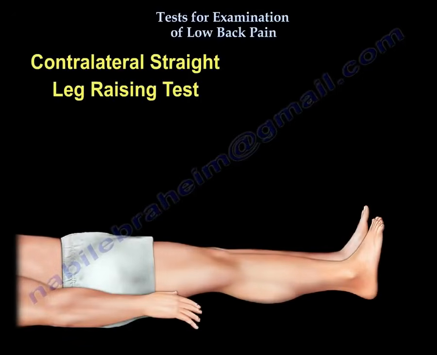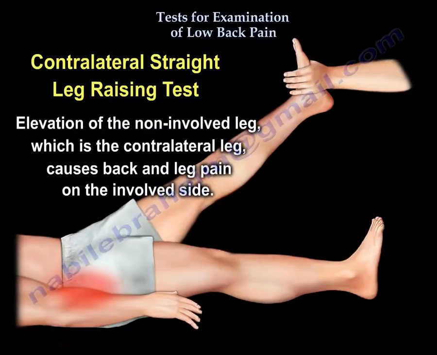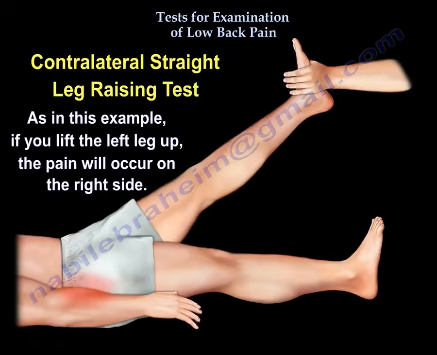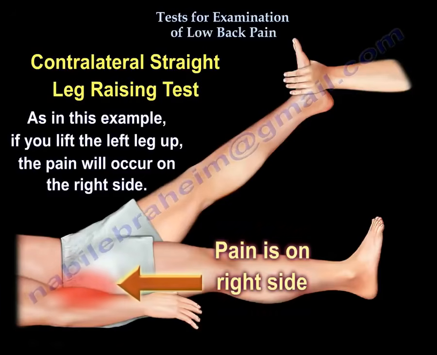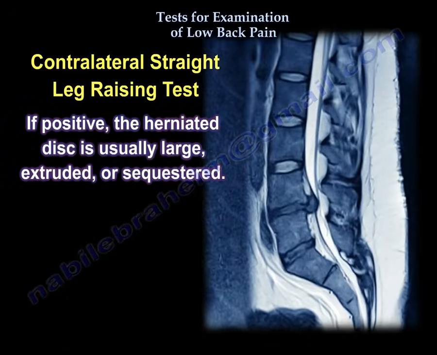Contralateral straight leg raising test. Elevation of the non-involved leg, which is the contralateral leg, causes back and leg pain on the involved side. And as you can see here in the picture, if you raise the left leg up, the pain will occur on the right side. If this test is positive, then the herniated disc is usually large, extruded, or sequestered.